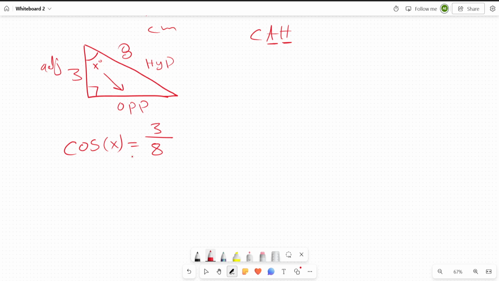Okay, I want to solve for x. How do I do this? In order to solve for x, we need to get the inverse, because x is going to equal the cosine inverse of 3 over 8. So if you come at your calculator and you type in shift cosine, this is going to give you the cosine inverse, and then you put in the fraction of 3 over 8, it's going to give you an answer of around 68 degrees. So my angle here is 68 degrees.